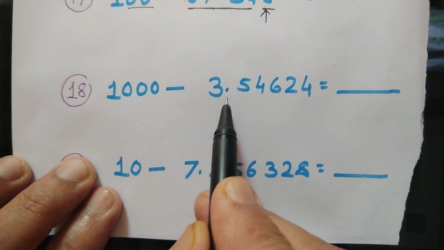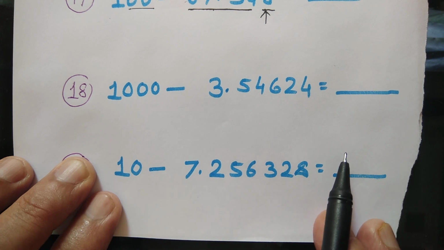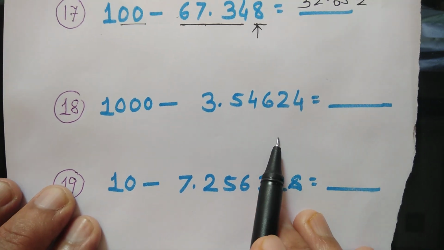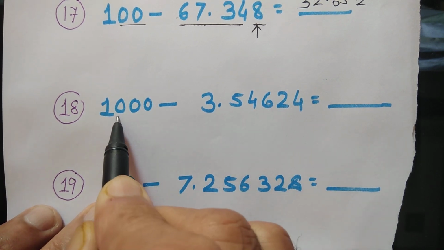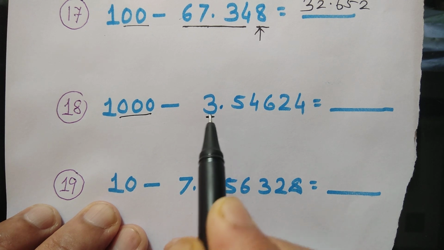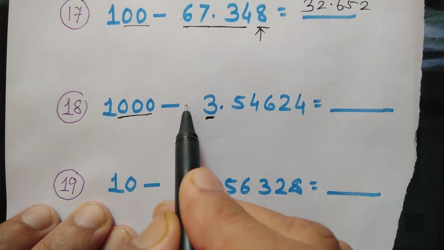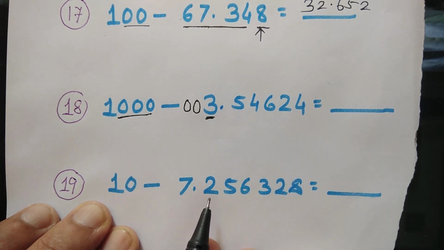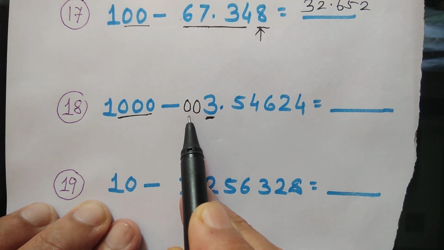1000 minus 3.54624. This is big number and number is decimal. Then subtraction is boring. Let's do it fastly. Here 3 zeros, here 1 digit number. 3 digit number, here is 1 digit number. Put 2 times 0. First step is clear. Then second step will be all from 9 and last from 10.